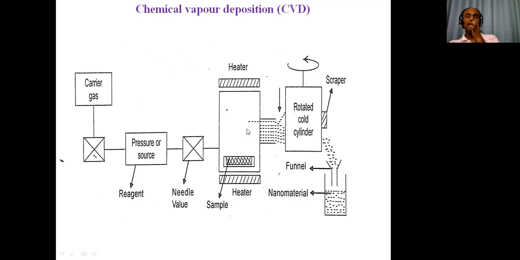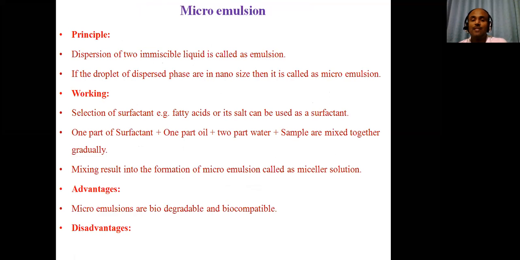And due to the carrier gas, the product forms a cluster, and the cluster of product moves towards this N2 cooled rotary cold cylinder, and over this cold cylinder nanomaterials get deposited, and these deposited nanomaterials can be removed gradually with the help of a scraper, and it is collected in a funnel. So this is the simple working of this chemical vapor deposition method.